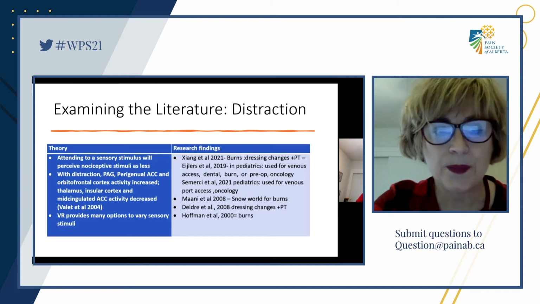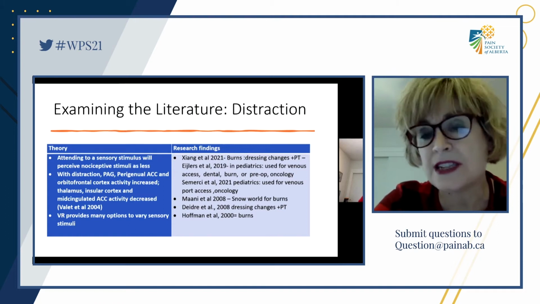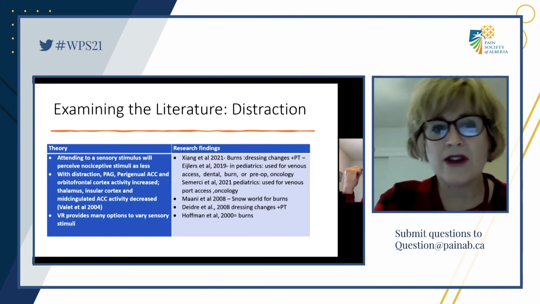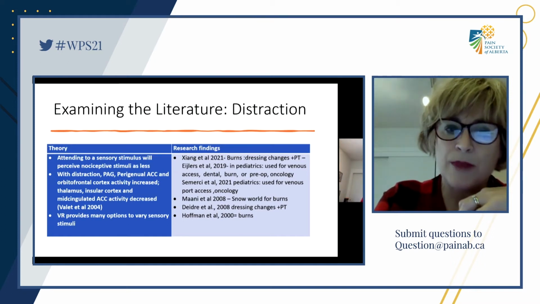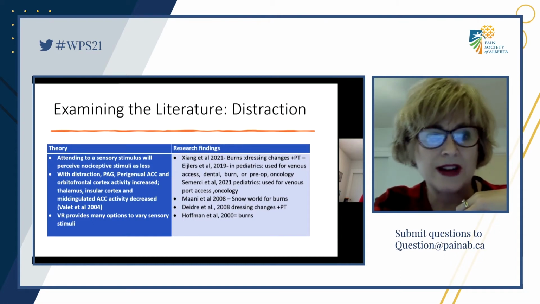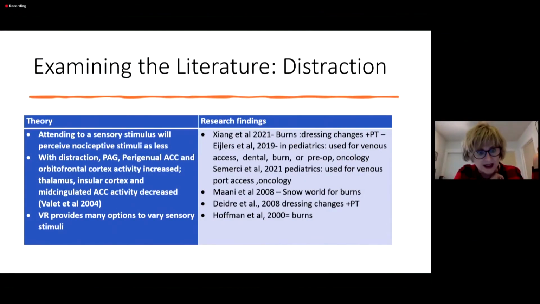So the theory around using VR for distraction is if we're attending to a sensory stimulus, we will perceive a nociceptive stimulus as less. And we know with distraction, the PAG, the perigenual ACC, and the orbitofrontal cortex activity increases, and the thalamus, insular cortex, and the mid-cingulate ACC activity decreases. And VR gives us many options to vary sensory stimuli to create those distractions.